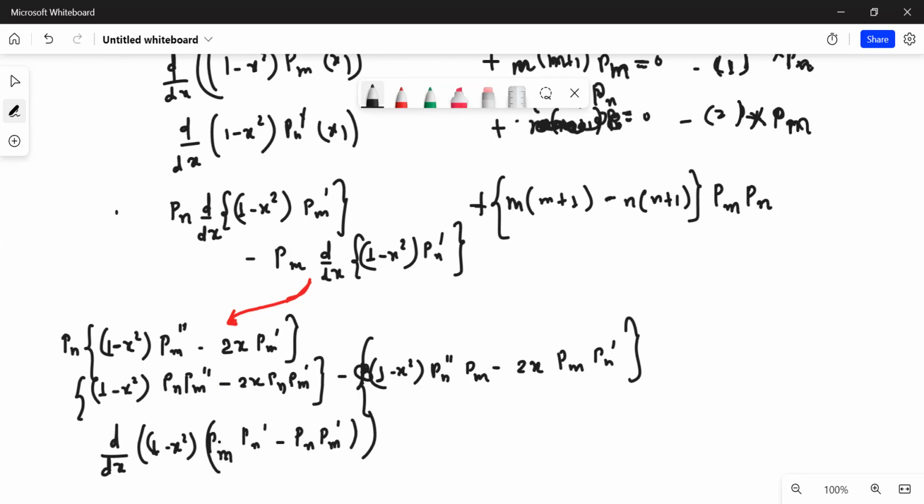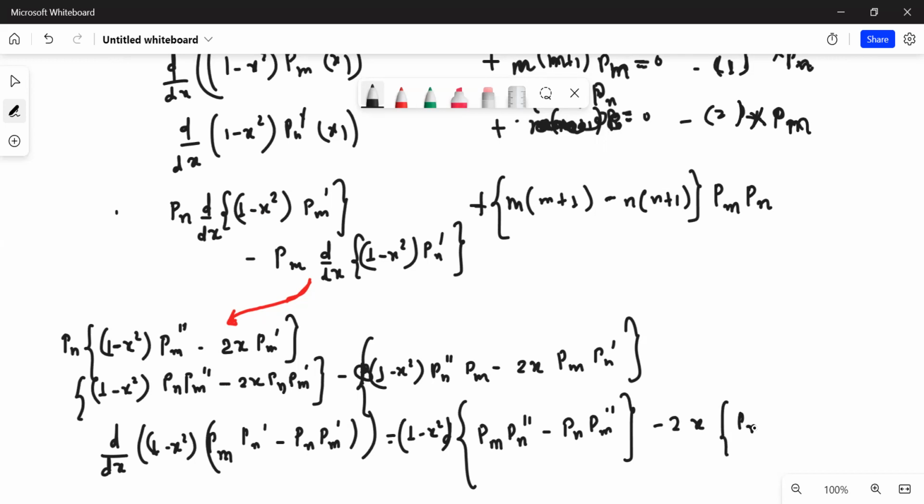Because you see, if I don't differentiate 1 minus x square, then I'm bound to differentiate this. So this will give me 1 minus x square, and this entire stuff, मतलब ये जो अंदर वाला टर्म है, it will be like pn double dash minus pm double dash, and then you have pm dash minus pm dash, forget about it, and remaining minus 2x, and then you have pn dash, and then you have minus pm dash.